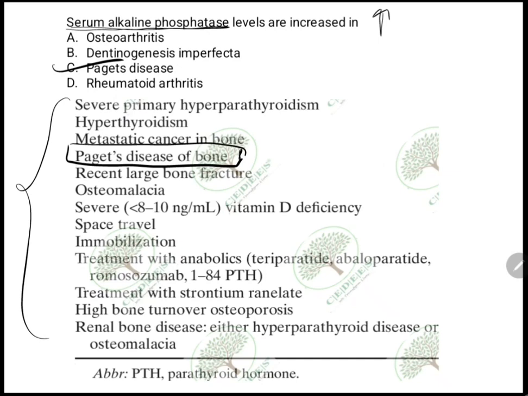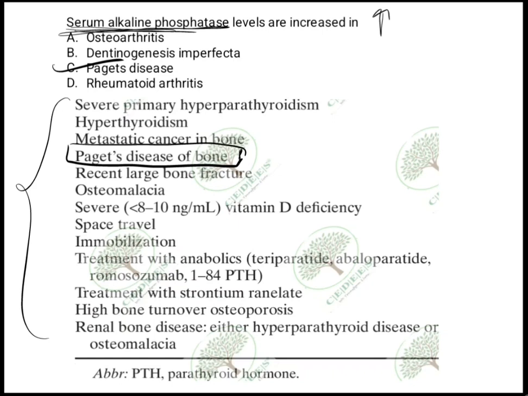In Paget's disease, there are technically four phases. Initially, there'll be increased osteoclasts, but later there'll be excessive osteoblastic activity, because the bones which are being formed are very weak, so as a compensation there's a lot of osteoblastic activity, due to which the alkaline phosphatase increases. So keep this in mind. Don't go too much into the pathophysiology. I just want you all to remember two basic things: what each enzyme stands for.